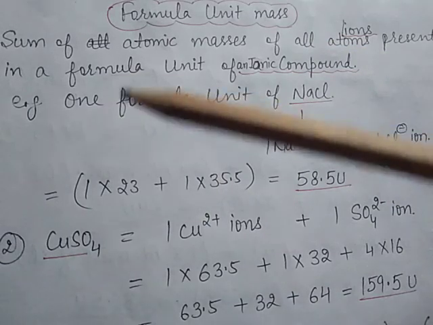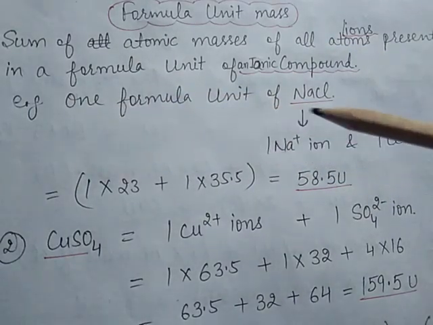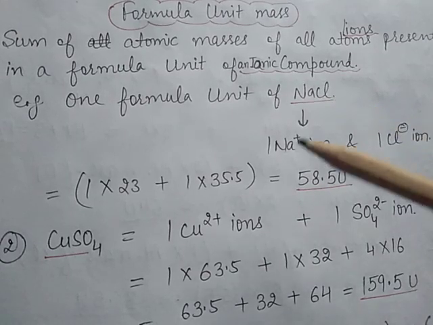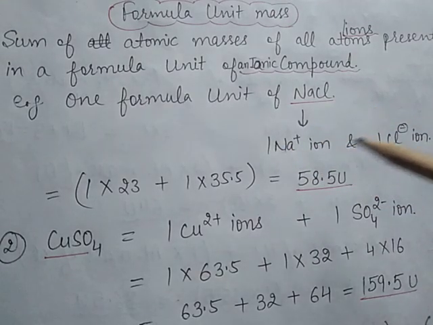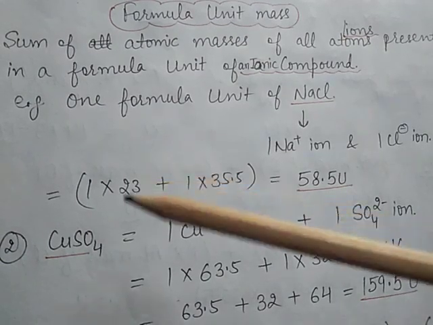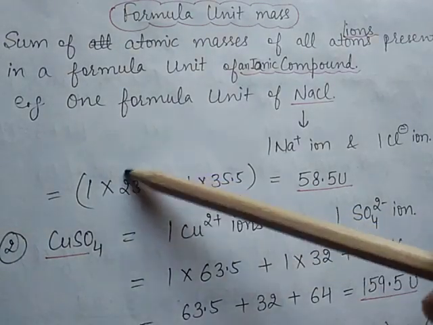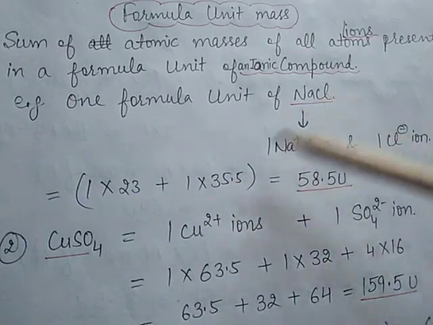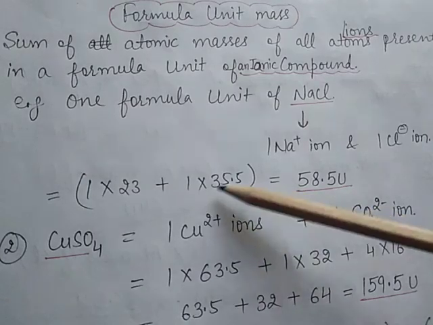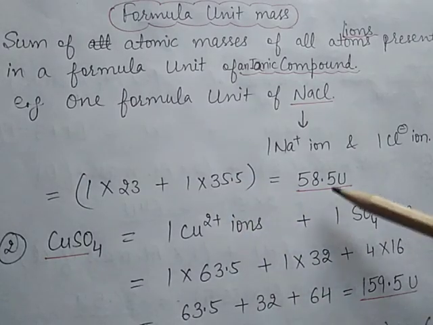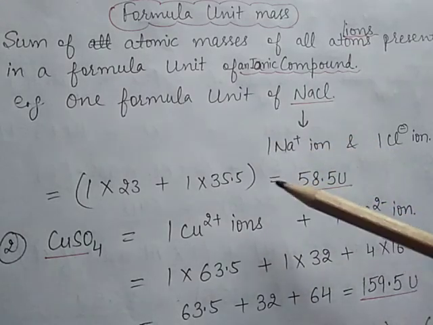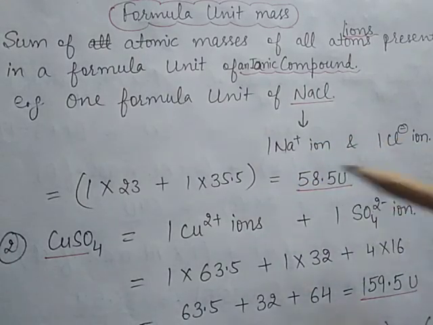Here we take the example, 1 formula unit of NaCl, meaning sodium chloride, that is made up of 1 sodium ion and 1 chloride ion. 1 multiplied by the atomic mass of sodium, which is 23, plus 1 multiplied by the atomic mass of chlorine, which is 35.5. Then the answer is 58.5 u. Formula unit mass is calculated in the same manner.